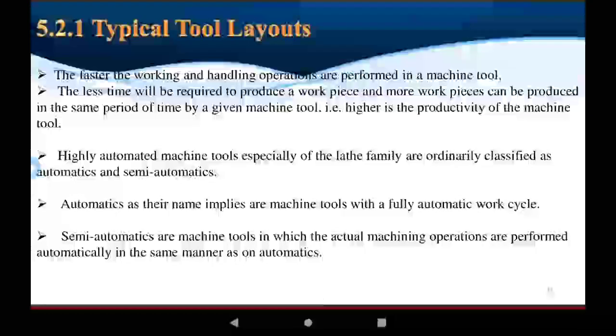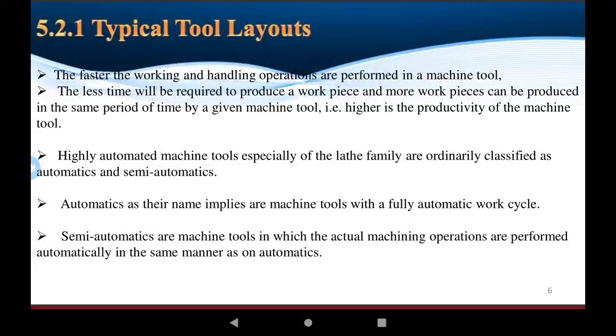The typical tool layout is set nearby in the machine brain. The work and handling operations are performed faster in the machine tools. The machine automatically selects the tools and the work is performed very fast, so the idle time of the machine is reduced, and both economics and efficiency are increased for the manufacturing industry, and the number of products produced is very large.